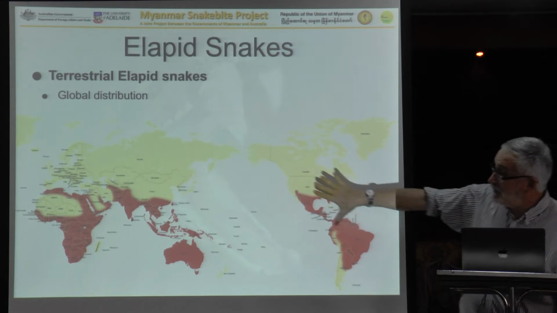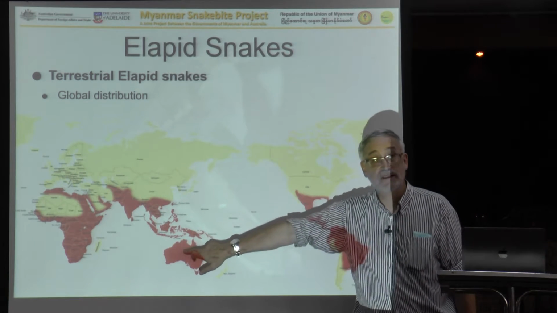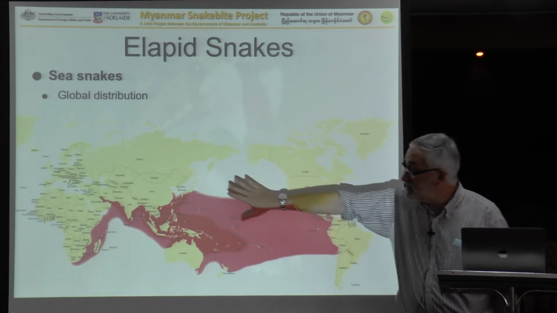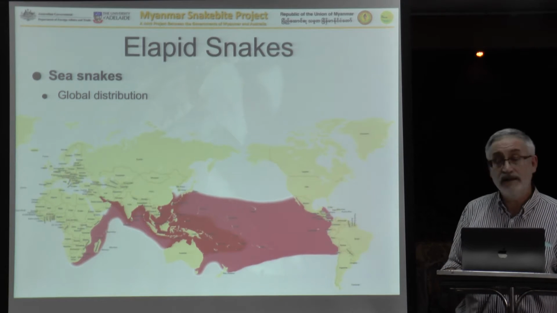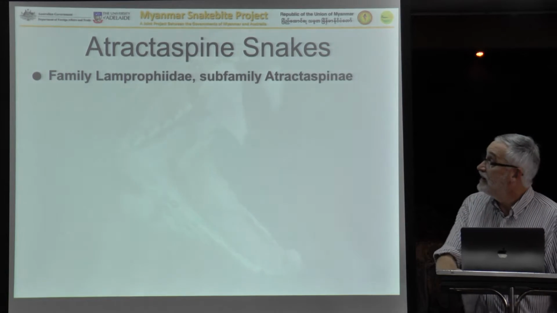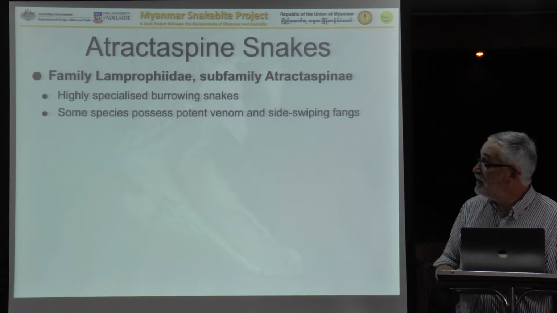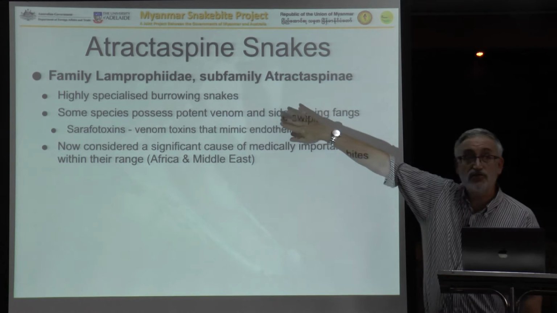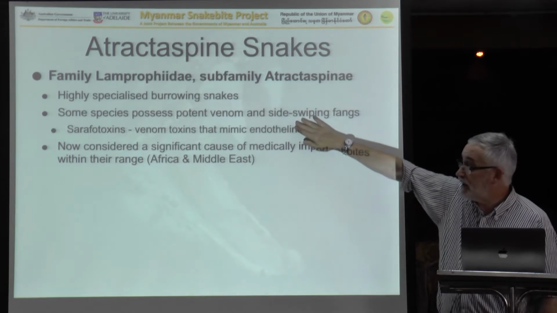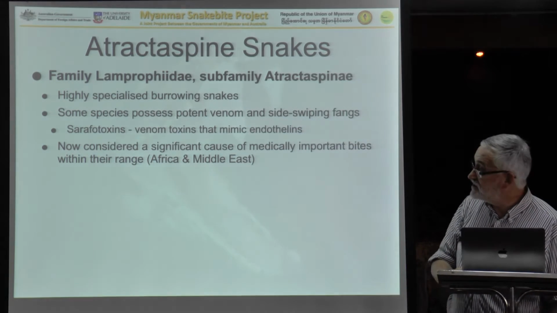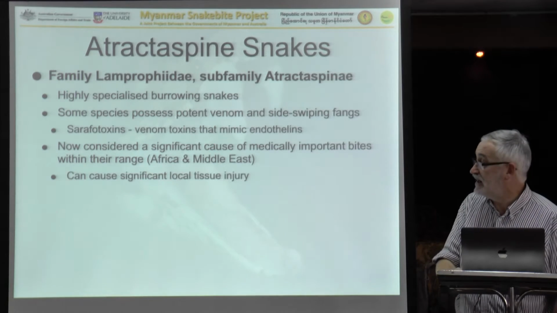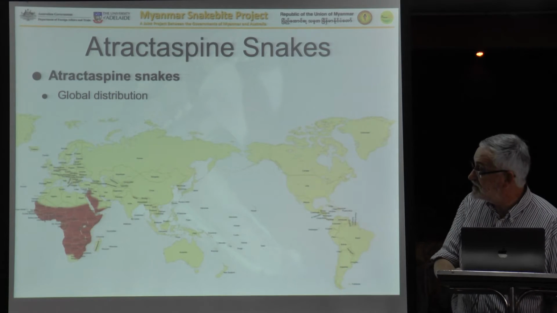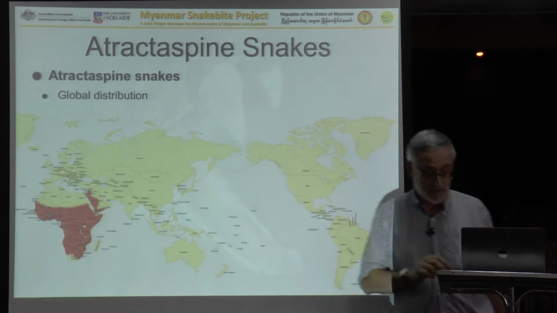So this is the range of elapid snakes, and in fact the biggest diversity is where I come from in Australia. And this is the range of sea snakes. They're found all around the waters of Myanmar. The Atractaspid snakes, the ones that I mentioned before in Africa and the Middle East, I'm not going to spend time on. They have some very strange toxins that can cause cardiac problems. They're considered an important snakebite cause in parts of Africa. They can cause nasty local injuries, shock, cardiac collapse, but they're not found anywhere near Myanmar.